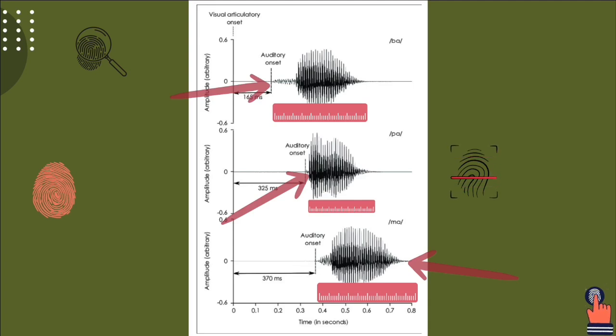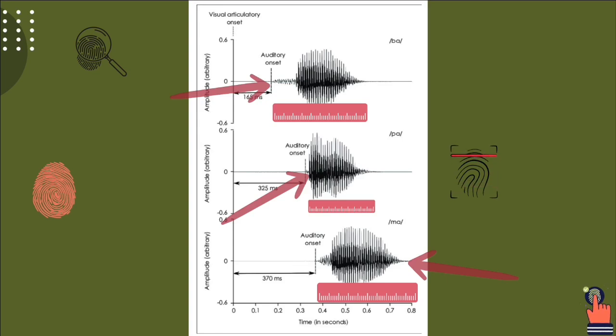So this image shows us the shape of three different sounds: b, p, and m. Think of these shapes like a heartbeat monitor. Each peak and valley tells us something about the sound. Okay, the articulatory onset is when your mouth starts making the sound. Imagine getting ready to speak, like preparing to say ba, pa, or ma even.